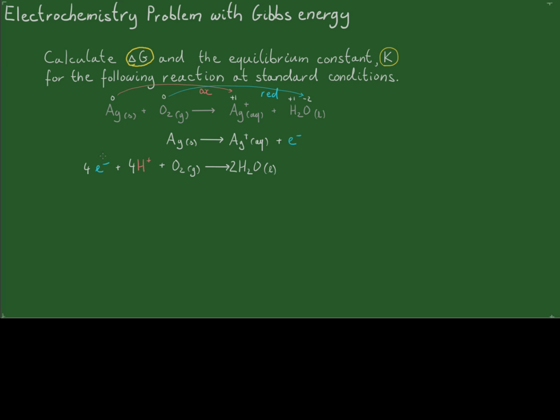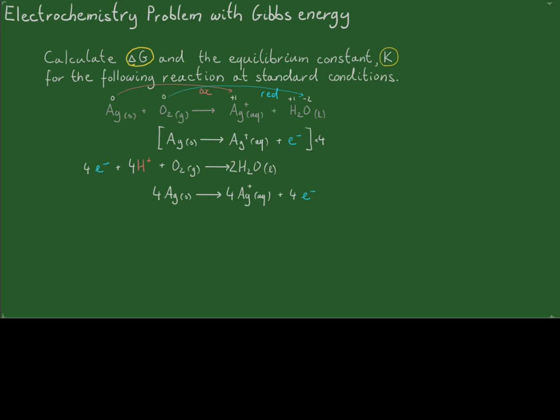Now I know that I need to add these two half reactions together, but to do that, the number of electrons has to be the same. Down here I have 4, up here I have 1. The easiest way to fix that is to multiply this whole half reaction by 4. That means I will have 4 silver solids go to 4 aqueous silver, Ag, there we go, positive, plus 4 electrons.